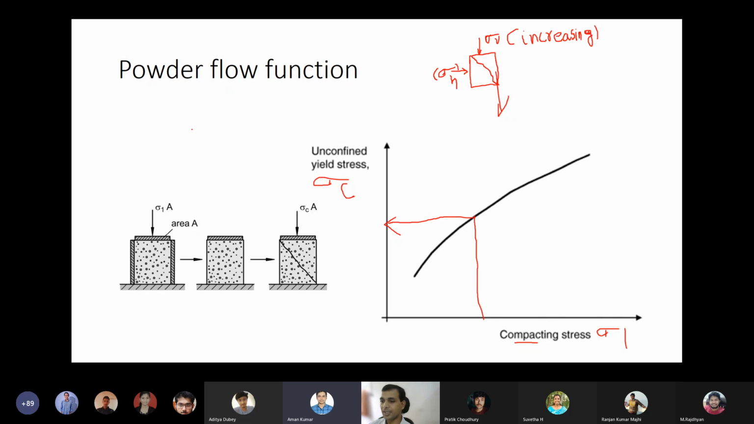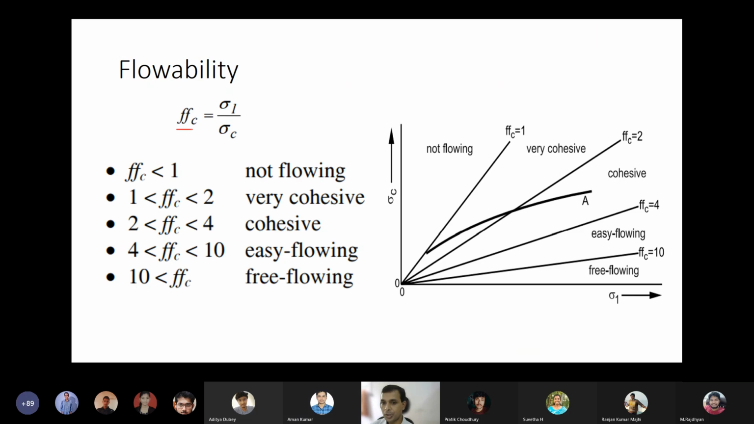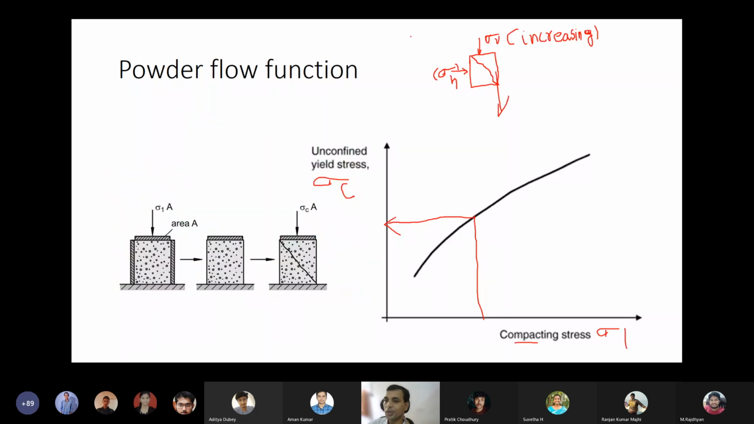So sigma h, sigma v, that relation comes from the lambda or k. That is the actual phenomenon for a two-dimensional particle. This example that I gave you is just to help you understand. Kindly don't get confused.